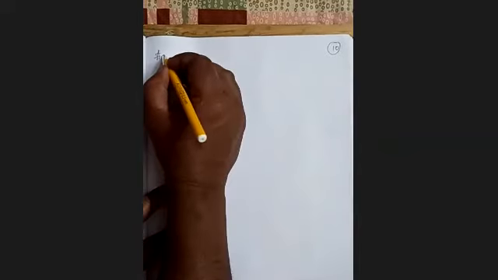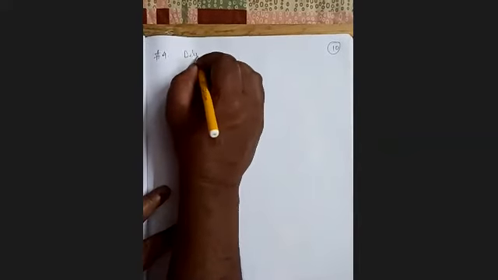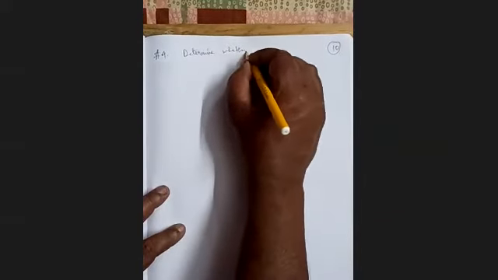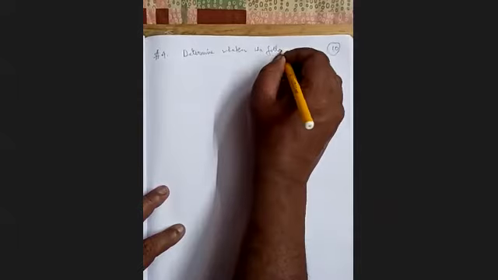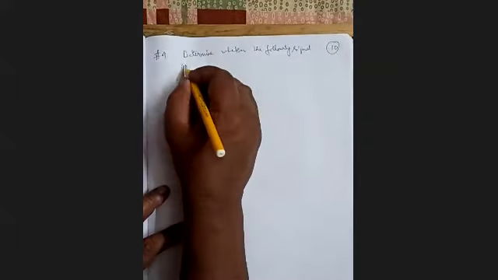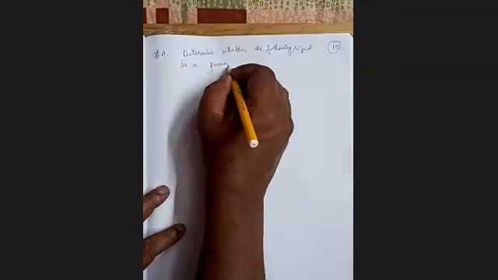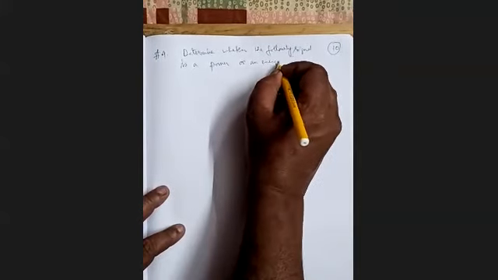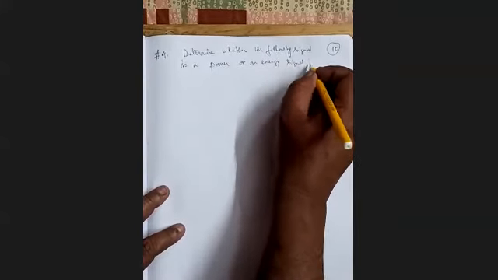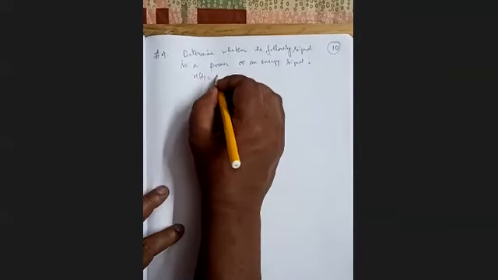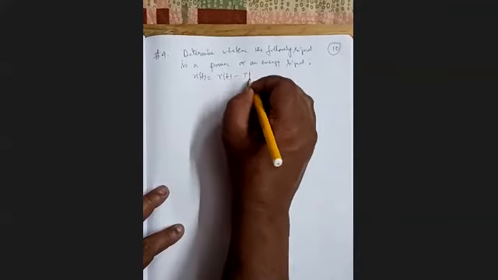Determine whether the following signal is a power or an energy signal. What is that? x(t) equal to r(t) minus r(t minus 2). You know r is the ramp function.